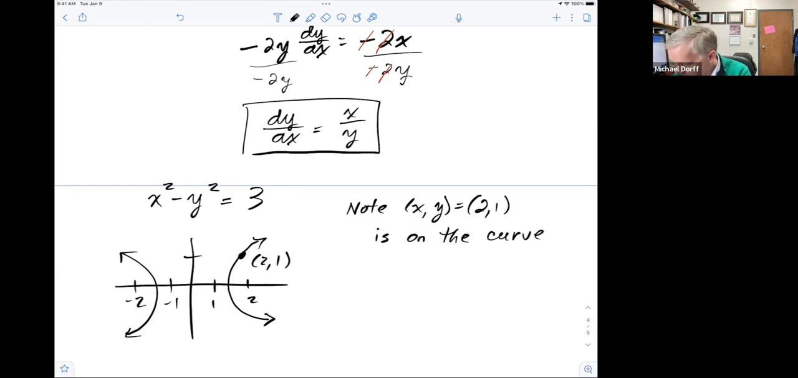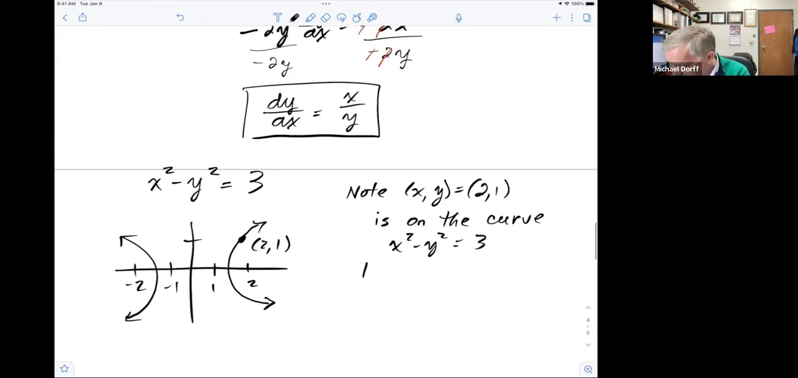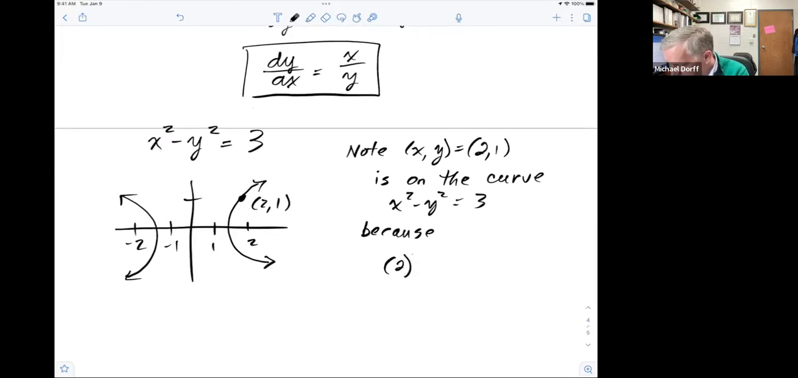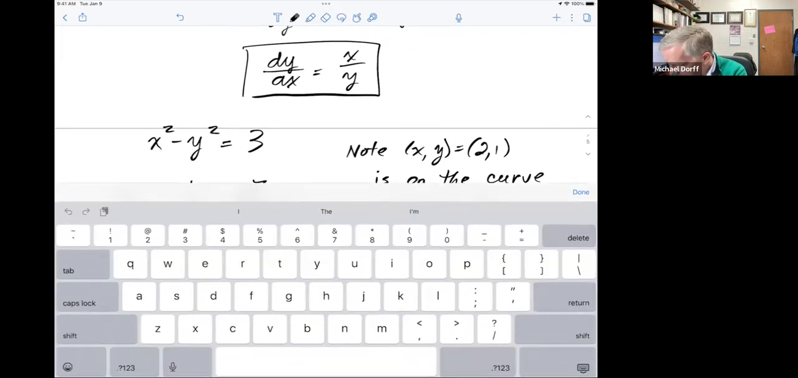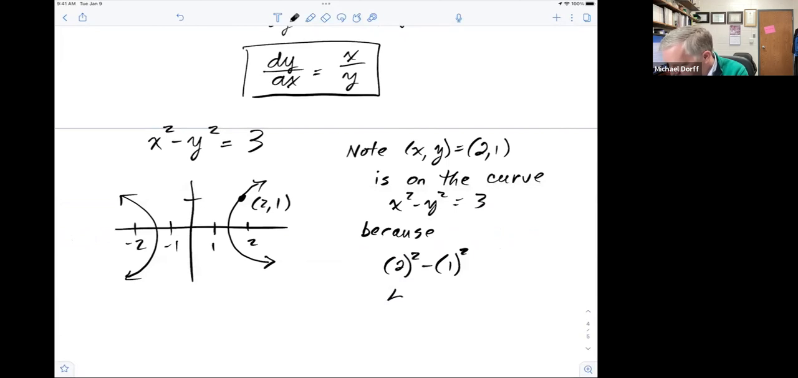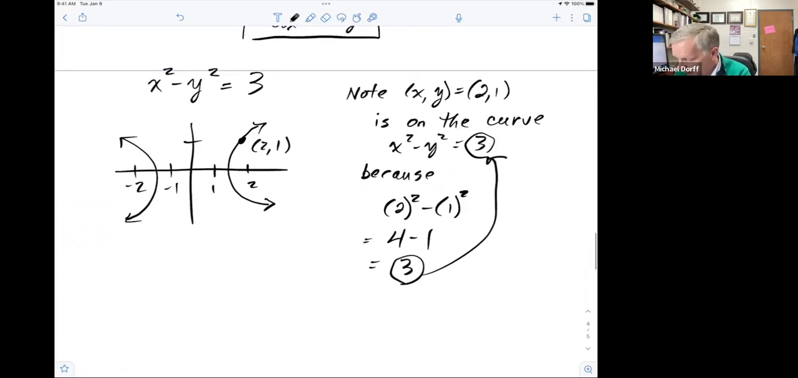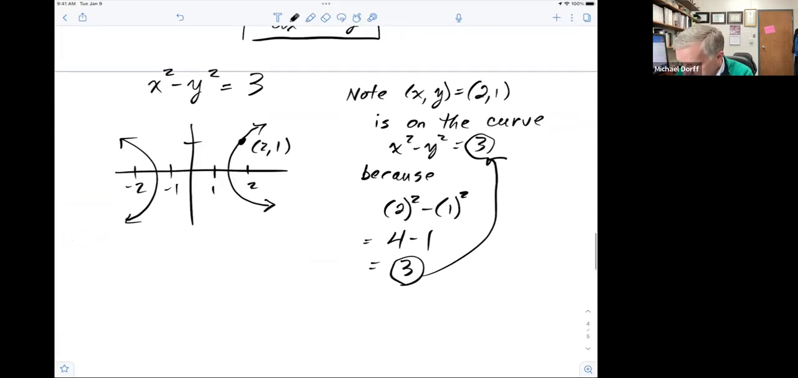the curve x squared minus y squared equals 3, because I put in 2 for x and I put a 1 in for y, and that's going to give me 4 minus 1, which equals 3, and 3 matches the 3 that's over here. Okay, so what's the derivative?